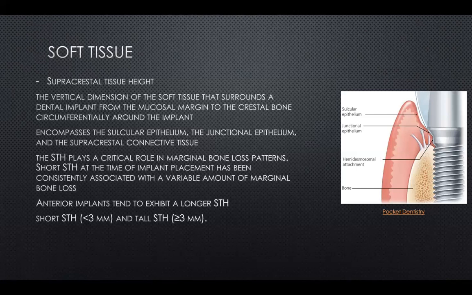marginal bone loss patterns. So if we don't have enough height of this tissue, so if the distance from here to here is not enough, then the bone will remodel and resorb until it creates enough distance where it's away from the sulcus and away from the bacterial irritation and away from the oral environment, or away from the attachment of the implant to the abutment.